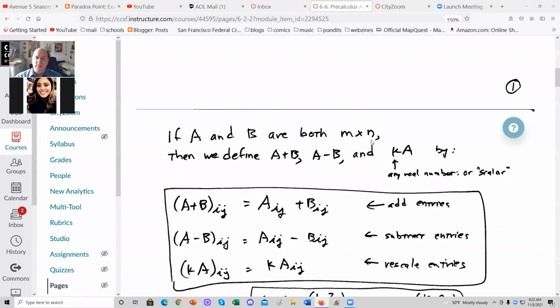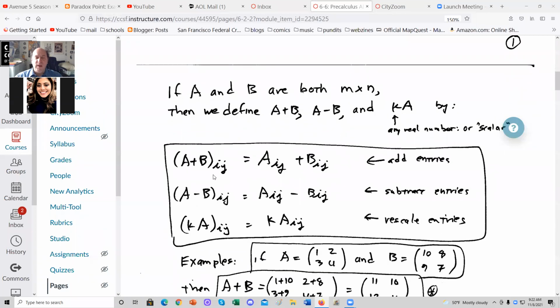If they're both the same size, A and B, then we can add, subtract, and rescale a matrix this way. The ijth entry of the sum is Aij plus Bij. So you add entries, each one parallel to the other. A minus B, ij, is Aij minus Bij. You can subtract entries one by one. kA, ij, is k times Aij. You can rescale entries one by one.